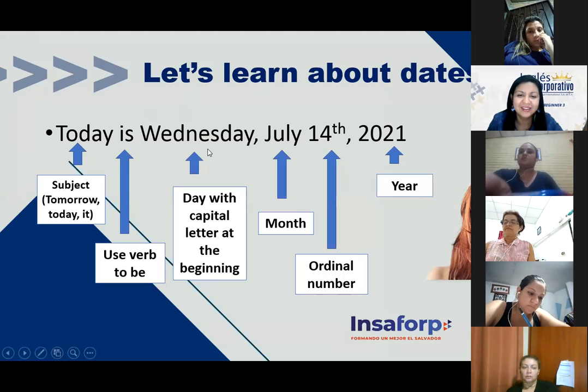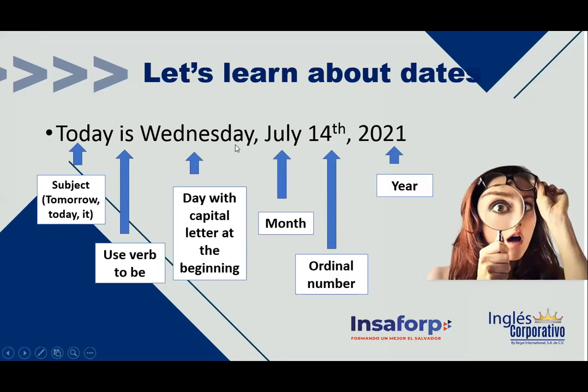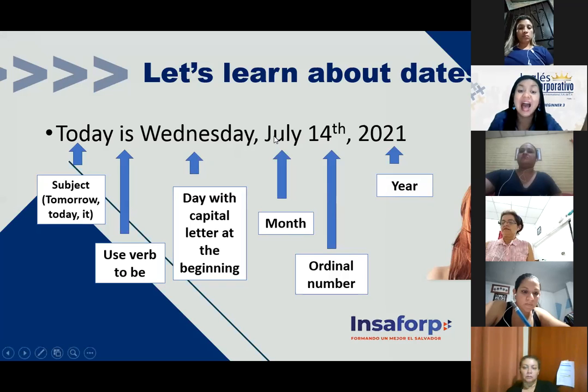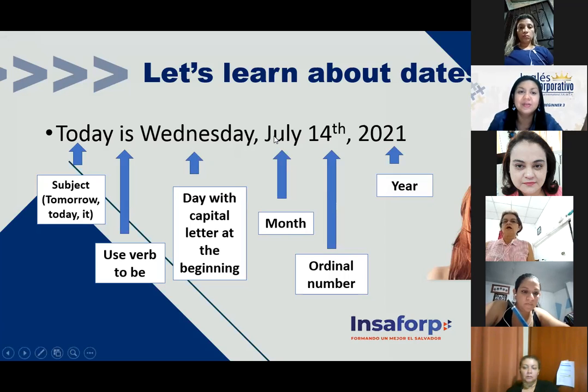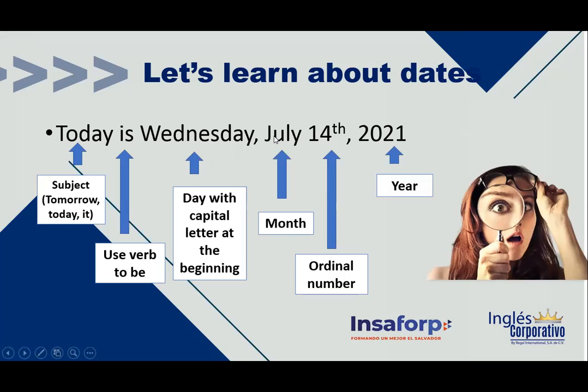Today is Wednesday. Exactly. That's the day. And it's which month? July. Exactly. Today is Wednesday, July 14th, 2021.